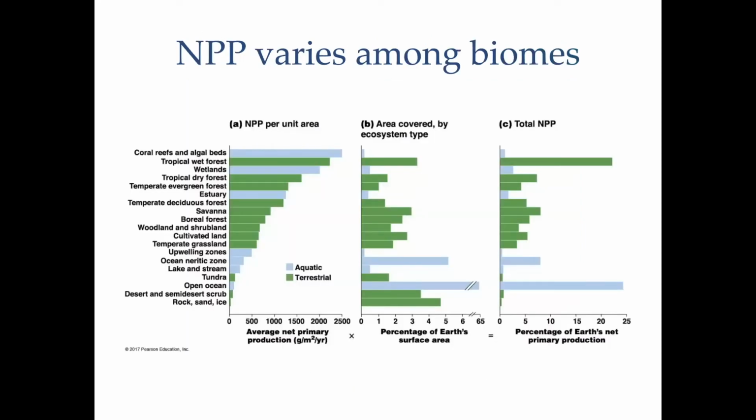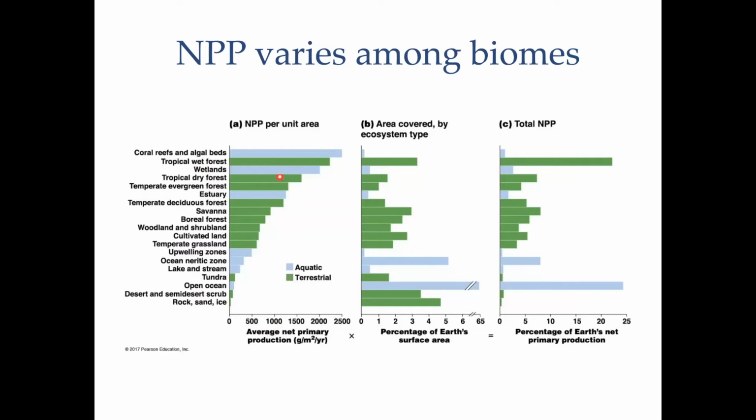Net primary productivity does not vary only in large scale, land and ocean, but also inside the different ecosystems. So here, different biomes showing how net primary productivity is different in each of those. And we have things like coral reefs, we have tropical forests, and until we get to open oceans and things like this. How do we read this graph?